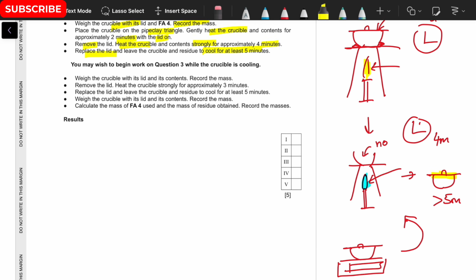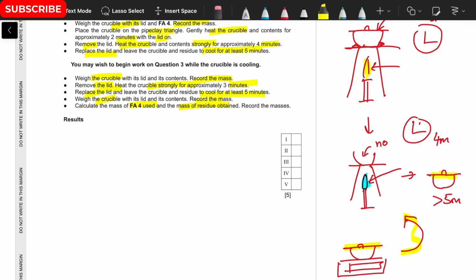It says you can work on question 3 while the crucible is cooling. After you leave it to cool, you're going to weigh the crucible and its contents with the lid once again. Record the mass. Remove the lid. Heat strongly for approximately 3 minutes. Then replace the lid, let it cool, reweigh it, and record the mass. So really we're just going to be heating strongly, waiting for it to cool, recording the mass, each time with the lid on so that we are not altering our results. Then calculate the mass of FA4 used and the mass of residue obtained.